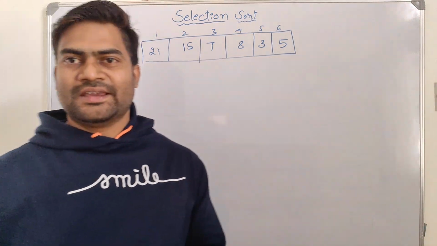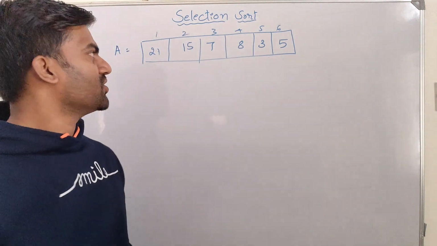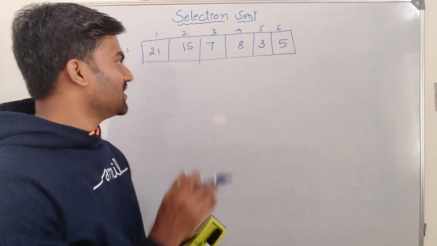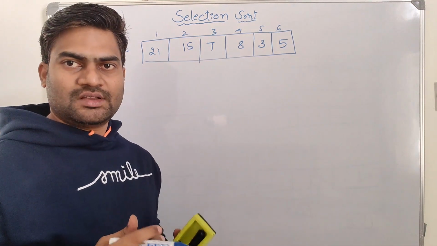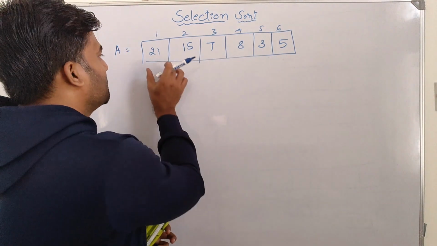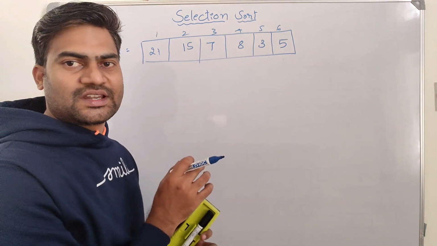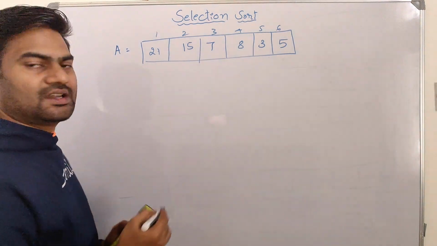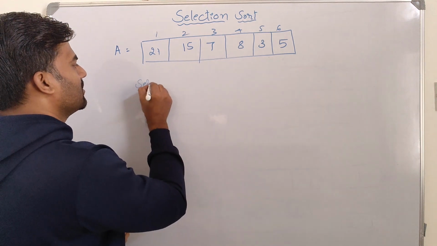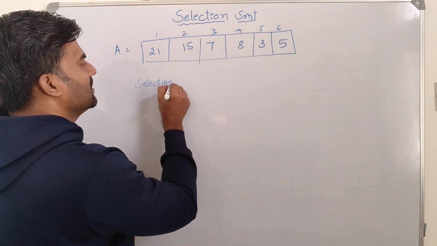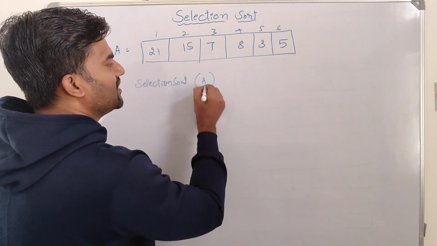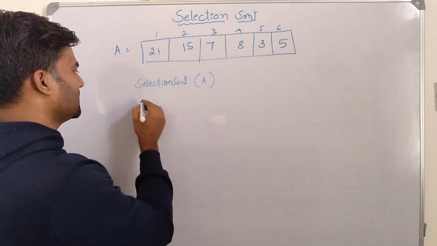So what we require here. First we need to fix the first element, or the element where I want to start the sorting, or the position where I want to keep the sorted element. For that, I will take a method selection sort. It will take some input, maybe A, which is an array of numbers.